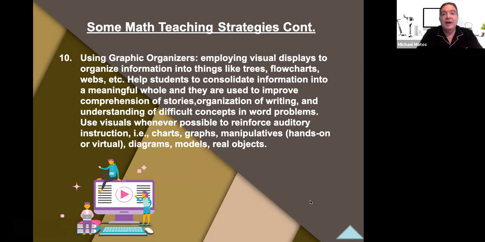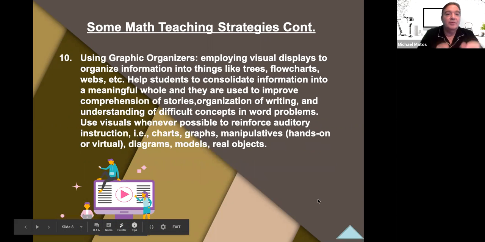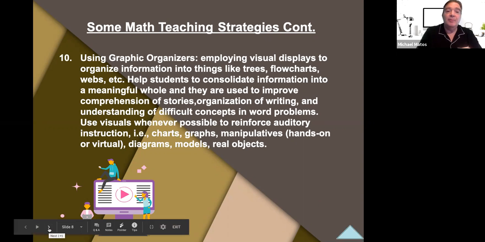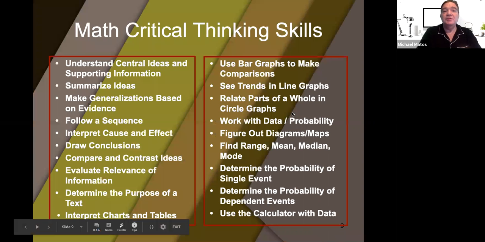Using graphic organizers, always important. The flow charts, the webs, and something as simple as a table using rows and columns. Very important to a lot of things in real life, including a lot of work-based skills. So I tend to use a lot of rows and columns to put up examples or equations.